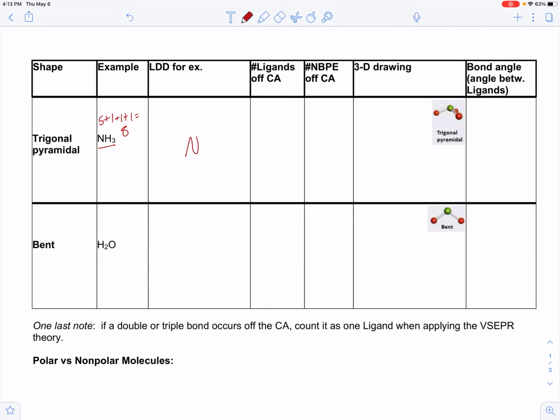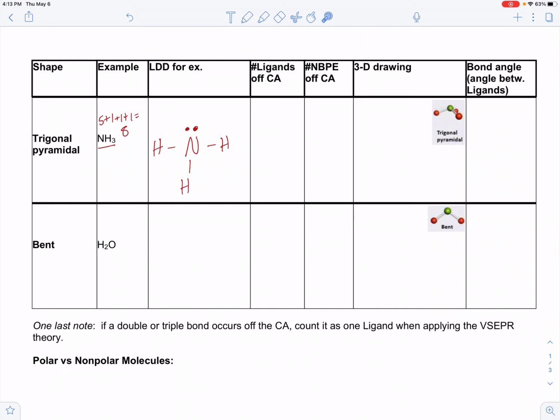Nitrogen will go in the middle. Hydrogens will surround it. And then nitrogen, again, is not an exception. It wants 8 valence electrons. I've only drawn 6 valence electrons. So the last 2 will go up here. So this is your Lewis dot diagram for NH3. We've drawn similar ones to this in our notes.